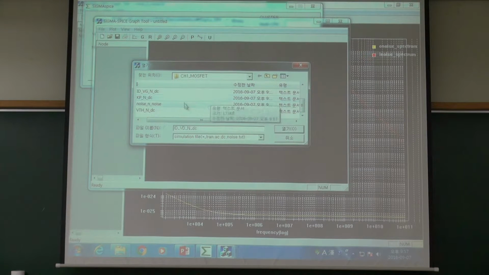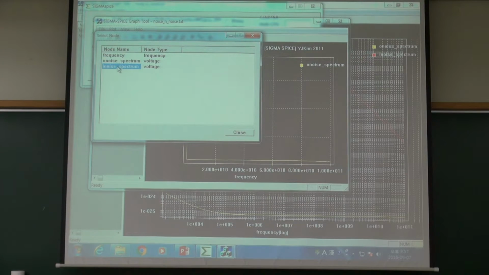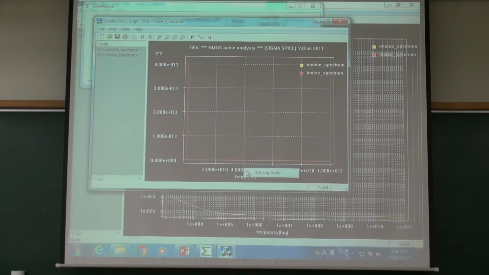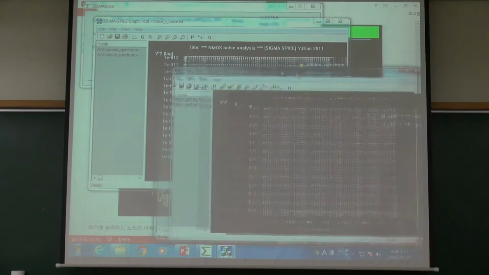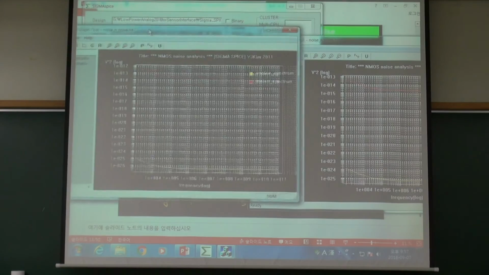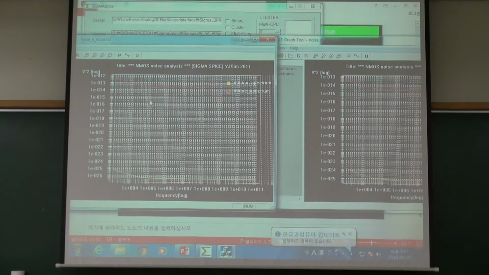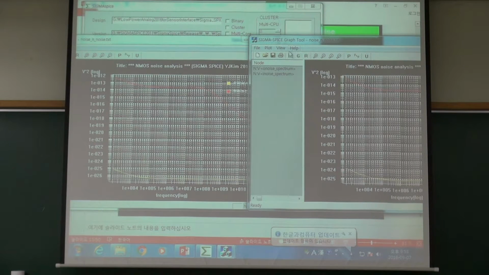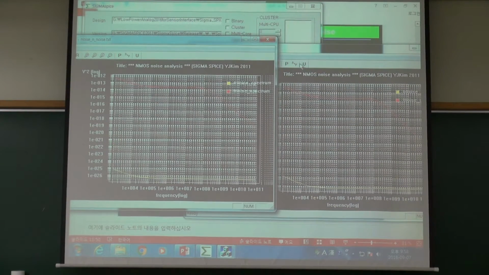Okay, where is my noise? Oh, here. So here my noise is output noise, input noise. Okay, log. So if I compare this one into this, the left one is for W equal 1 micron, right? This right one is W equal 10 micron.